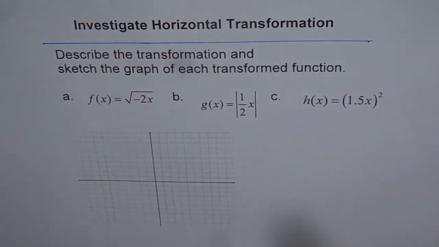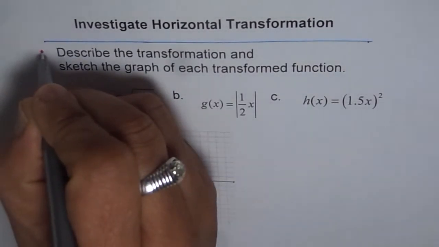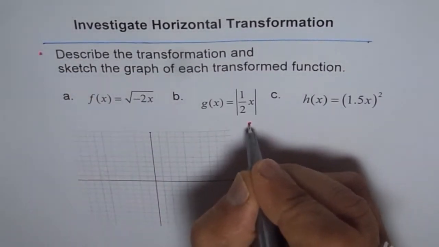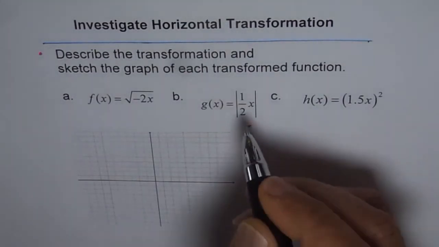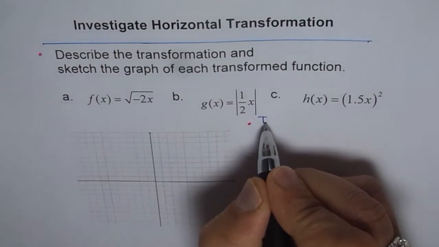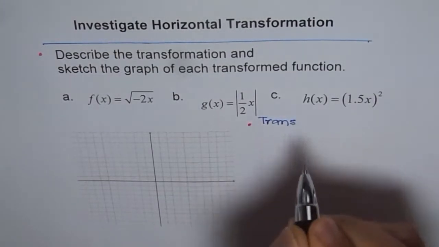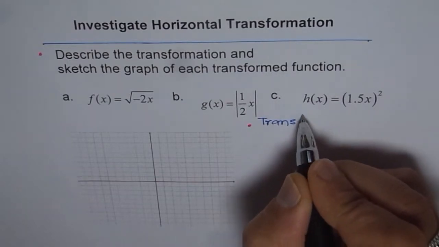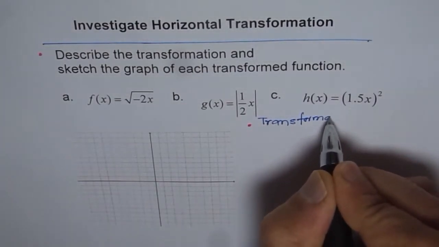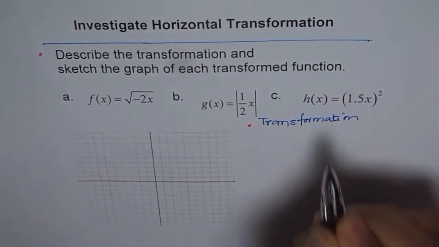Initially, the first part of our problem is to describe the transformation. So let's do the description of the transformation, and we write the transformation in steps. Whenever you have to write a transformation, remember you have to do multiplication first and then translations. So what is the transformation in this particular case?